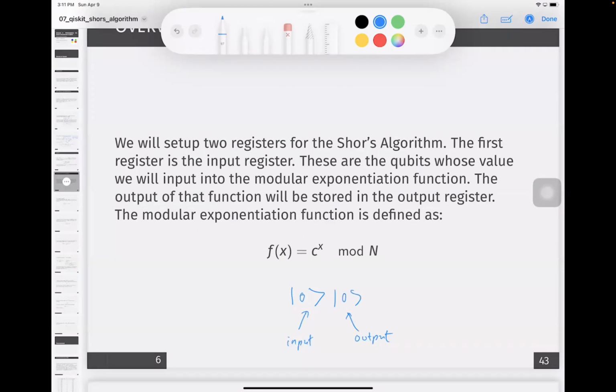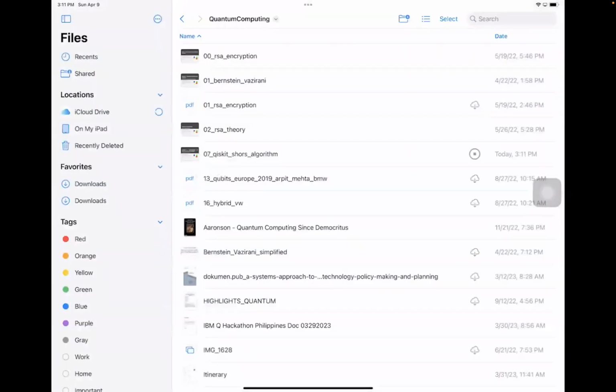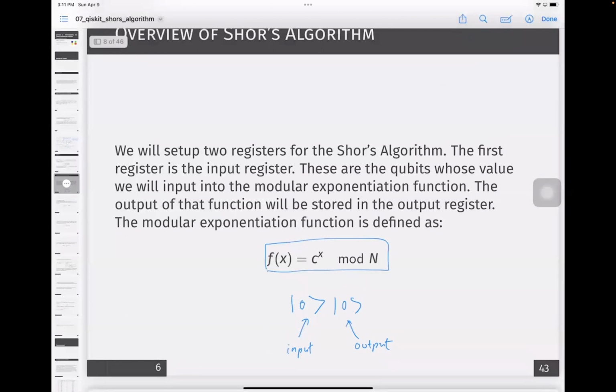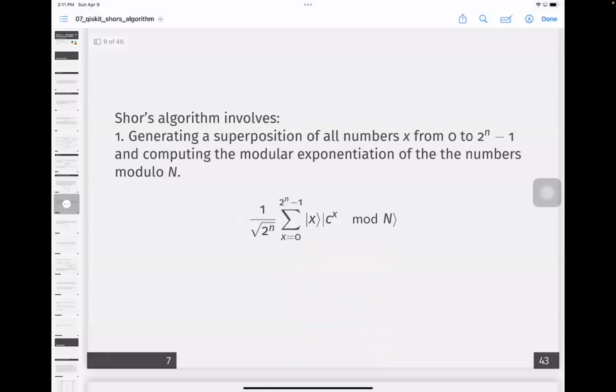Now, the input will represent the number x, and the output will contain the result of this function here, f of x. Okay, sorry. Next, Shor's algorithm involves the following.